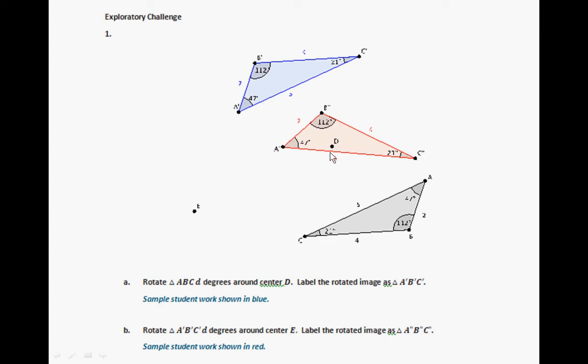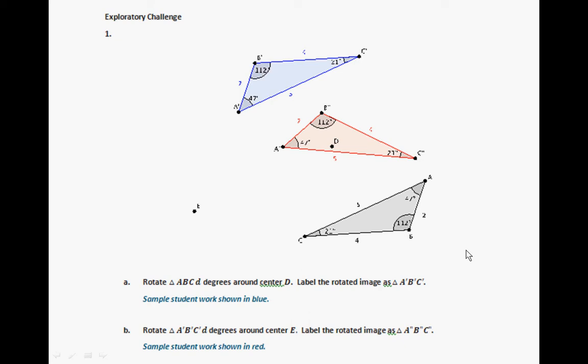D is over here, then you're going to rotate 180 or D degrees, and again, it's a sample, so it didn't say how many degrees to rotate it, but yours should be something similar to that. And then you have to rotate around E, and again, that would be the red part here. The biggest thing being that all the angles stay the same and all the lengths stay the same.